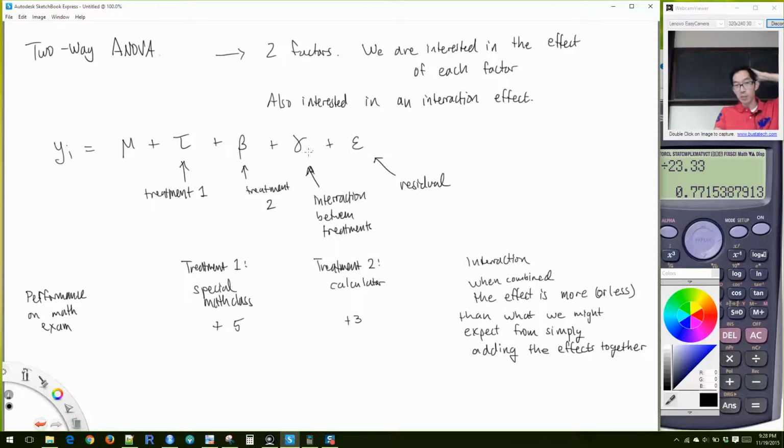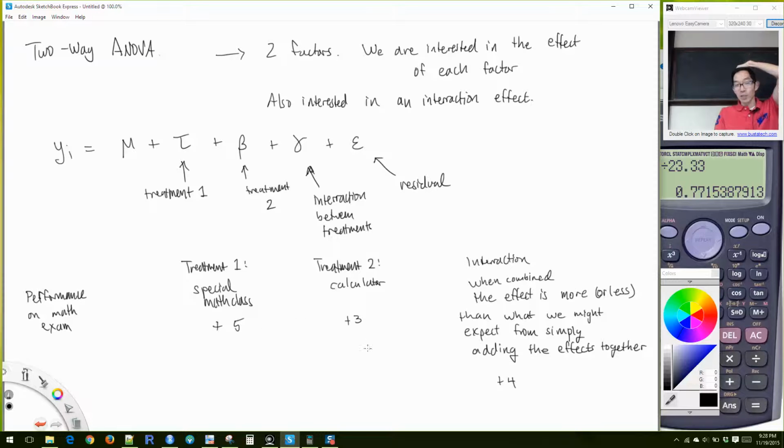Okay, and then we account for that by just throwing in this third term, the interaction term. So maybe this is a +4 or something, okay? Which means this is pretty big, right? Because the calculator in and of itself, maybe +3 is statistically significant, and maybe the school district is willing to spend lots of money getting calculators for this thing and spending money on the special math class.